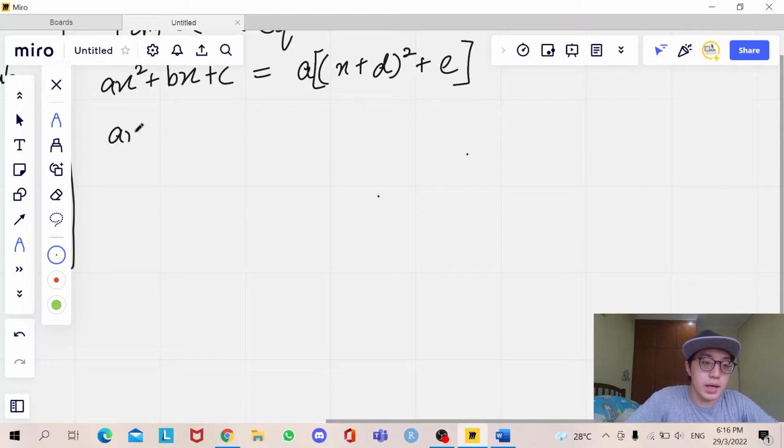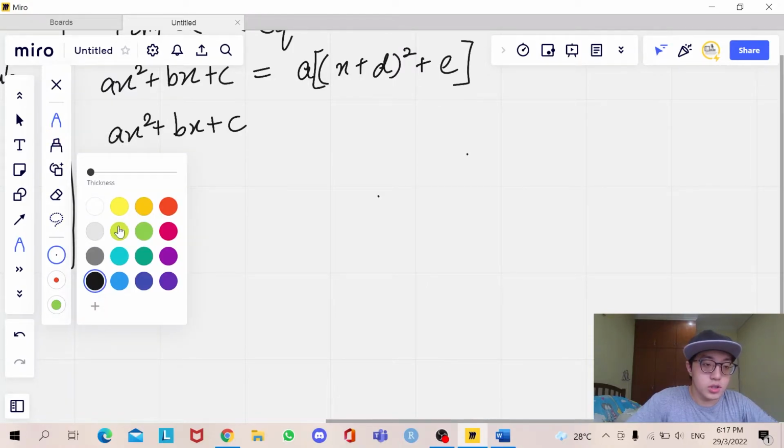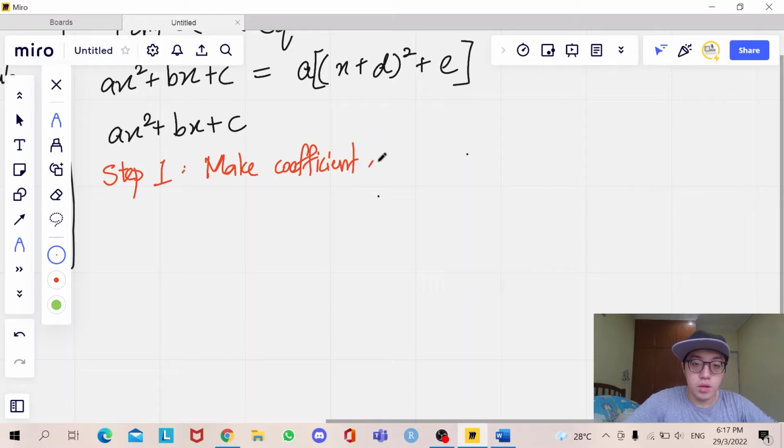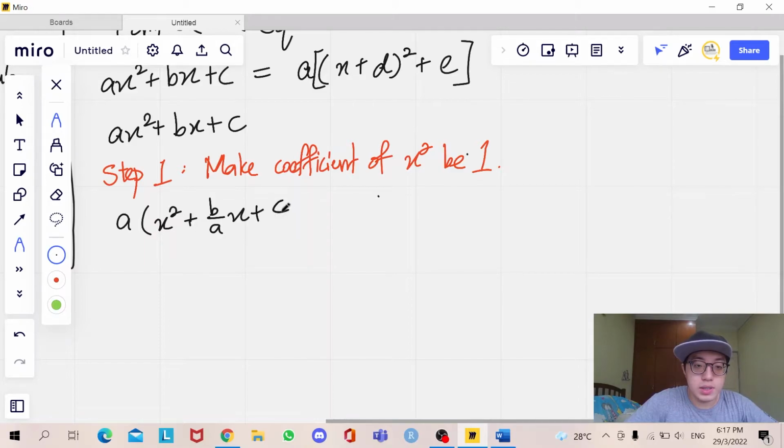We'll start from ax squared plus bx plus c. The first part is step number 1. I'm going to change it to orange. Step 1: make the coefficient of x squared be 1. How do we do this? We do it by factorization. We just factor out a: a times (x squared plus b over a x plus c over a).